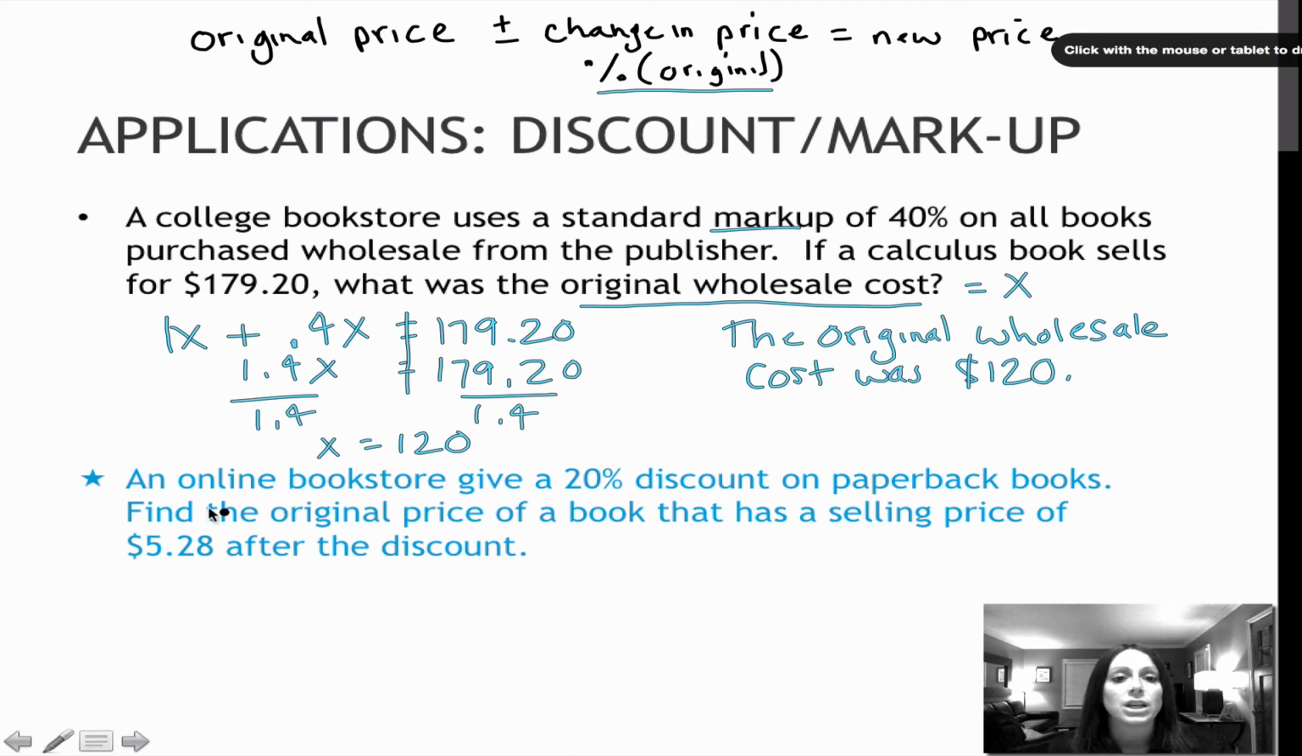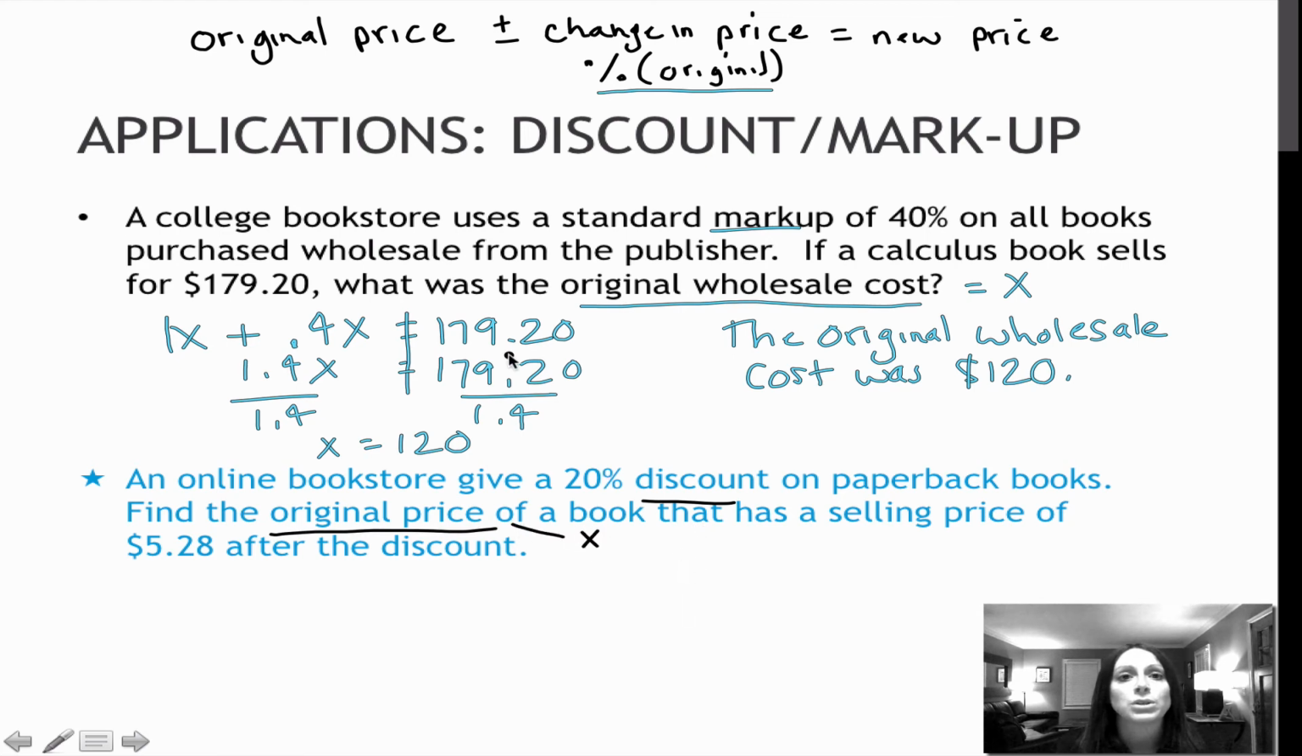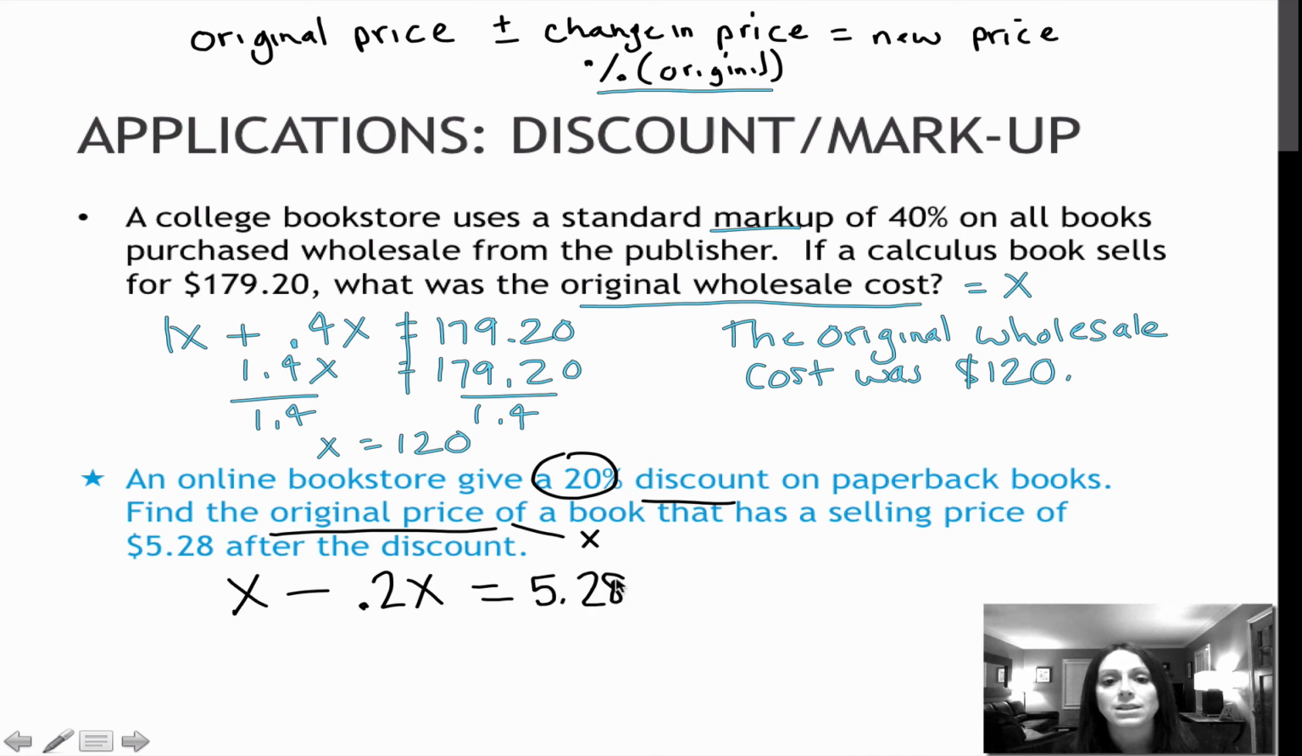So for our second example here, we have an online bookstore that's giving a discount. So now instead of the plus that I used on my first question, I'm going to subtract from the original price to get a new lower sales price. So again, I'm finding the original price. So that's what I'm going to say is X. X is my original price. So my original price, X, which is where I always want to start, original price. This one we already said we're going to subtract because it's a discount. So minus. And it's 20% of the original price, so 0.2x, not just 0.2, but 0.2x. And that's going to give me my price of $5.28.